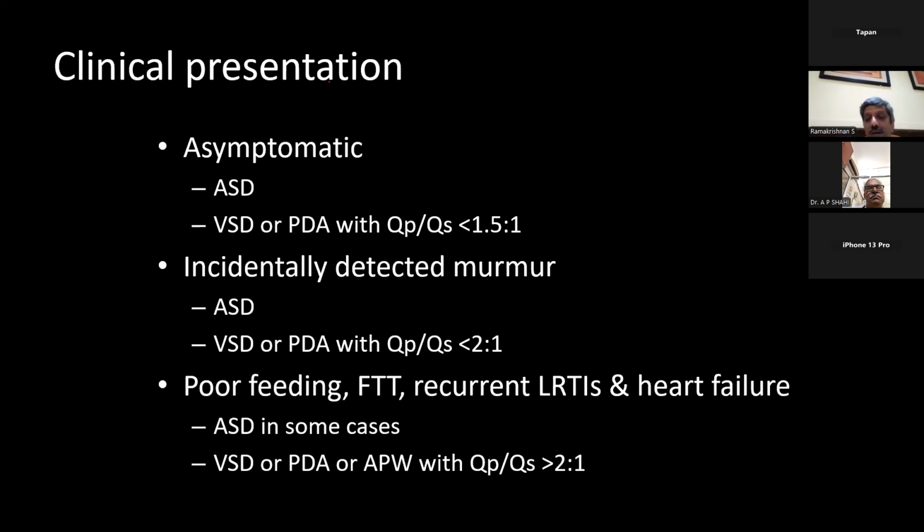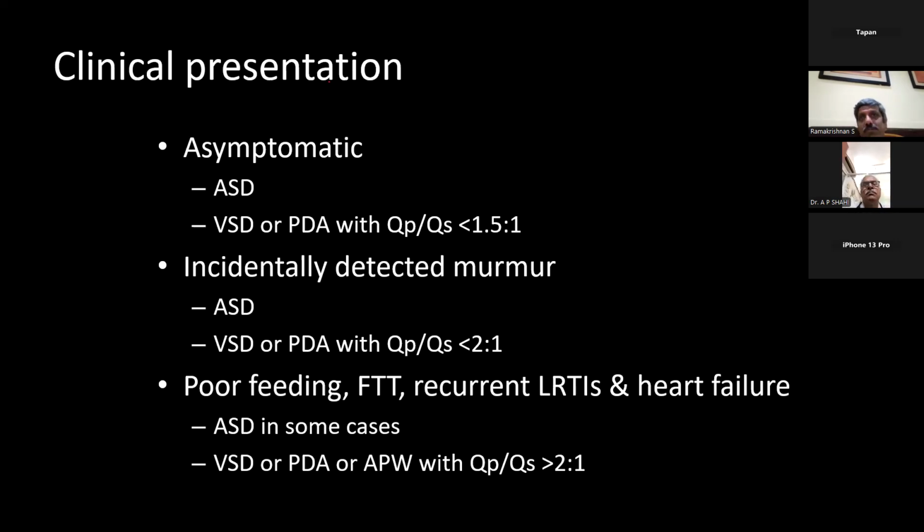Poor feeding, failure to thrive, recurrent LRTI and heart failure are typical of large VSD, PDA, and AP window. They are the ones that typically produce these. Very rarely, infants with ASD may also present with heart failure and failure to thrive. So by and large, the take-home message from all this is that generally by 6 weeks they don't present.